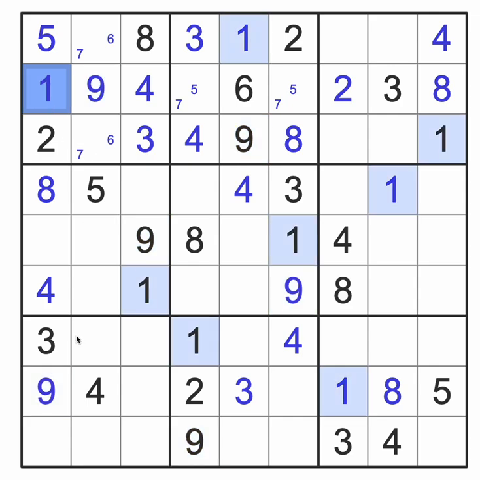And now 1 blocks this cell. 1 in box 4 blocks this cell. 1 in box 8 blocks this cell. Gives me 1 here. Okay. And now here's 6, 7 double.